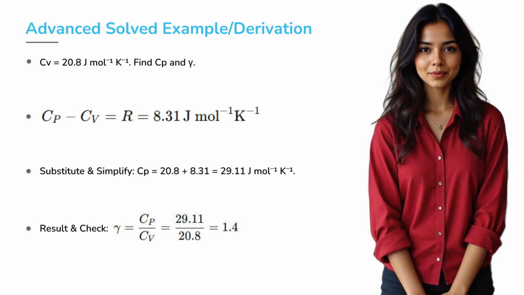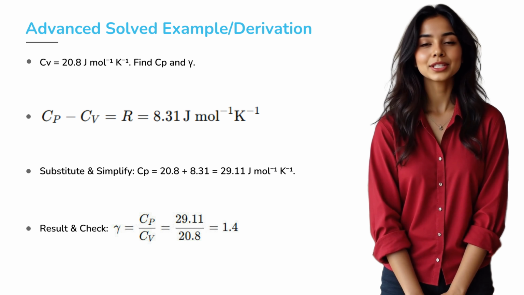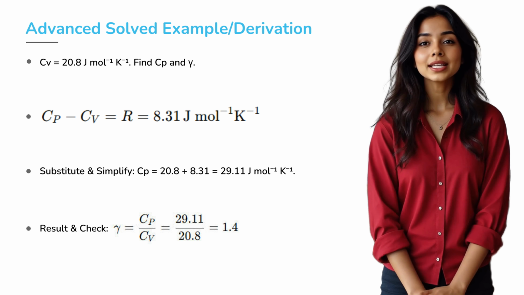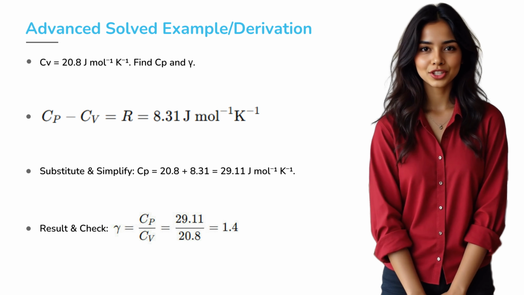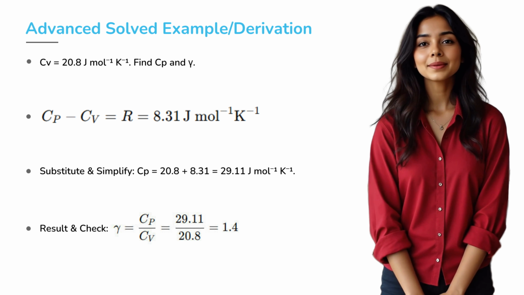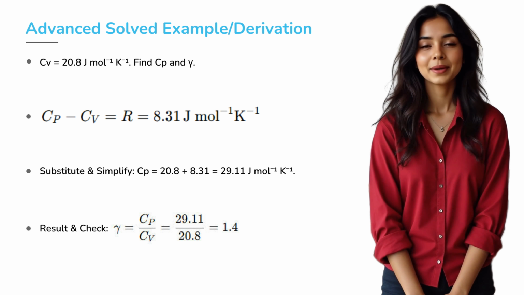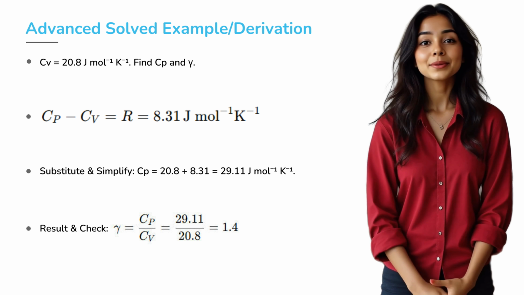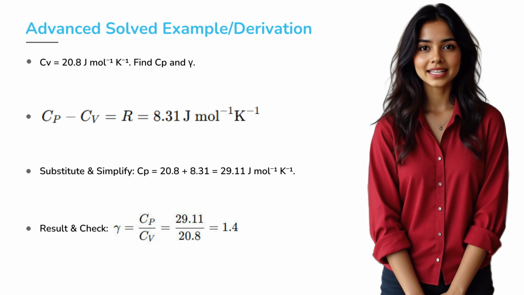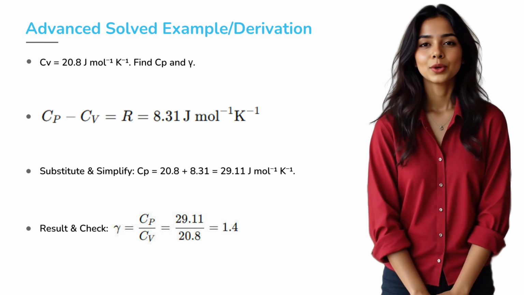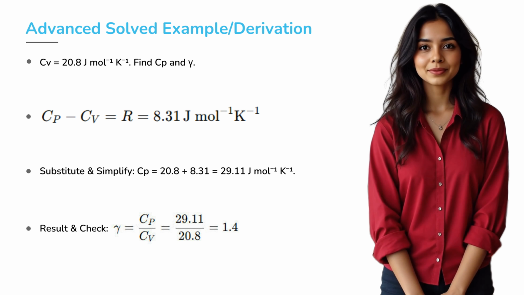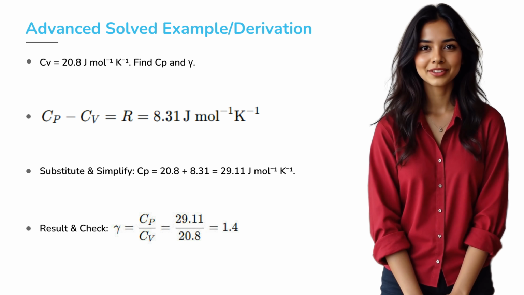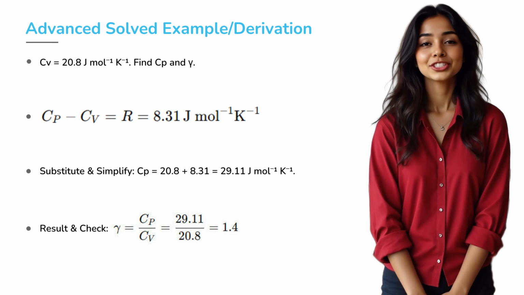Let's try a quick example. Suppose a gas has Cv equal to 20.8 joules per mole per Kelvin. We know that Cp minus Cv equals R, or 8.31 joules per mole per Kelvin. So, Cp equals 20.8 plus 8.31, that's 29.11 joules per mole per Kelvin. Now, divide Cp by Cv. 29.11 divided by 20.8 equals 1.4. That's our gamma, the same as air's. So yes, air behaves like a diatomic gas under normal conditions.